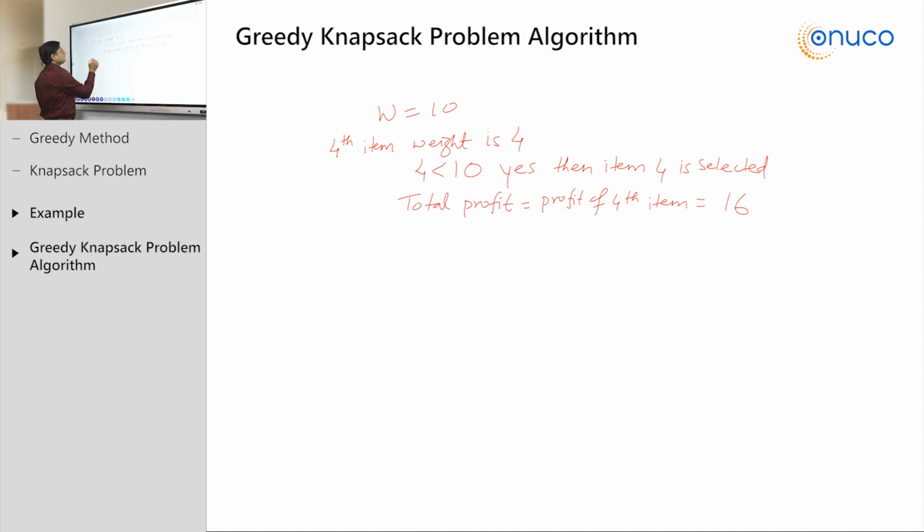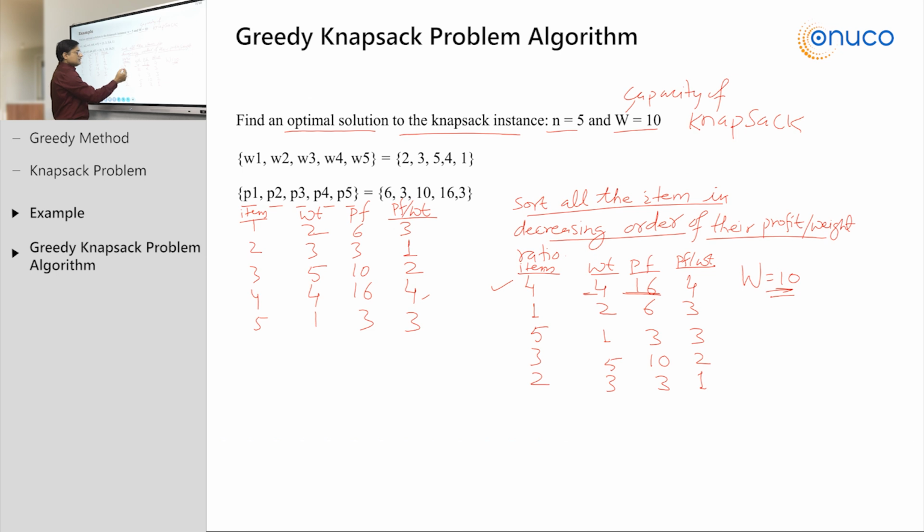So the remaining weight for the knapsack is 10 minus 4, which is 6. Still 6 kg we can add. Now, since it is in decreasing order, we are going to see what is the next profitable element. The next profitable element is the first one.